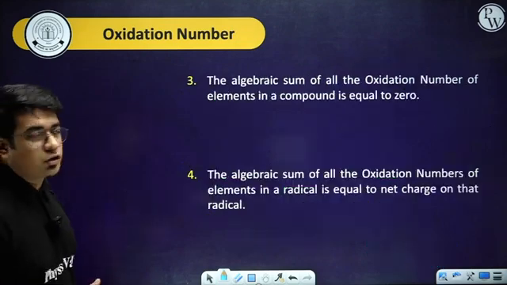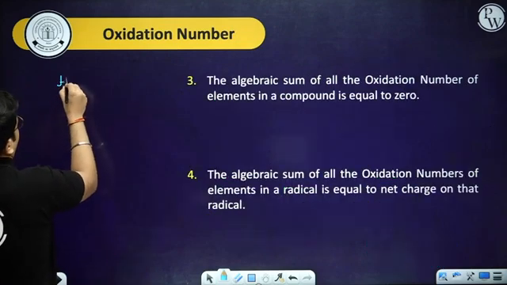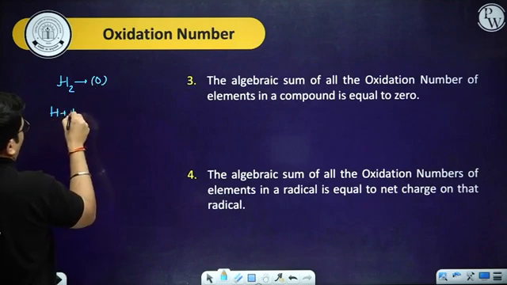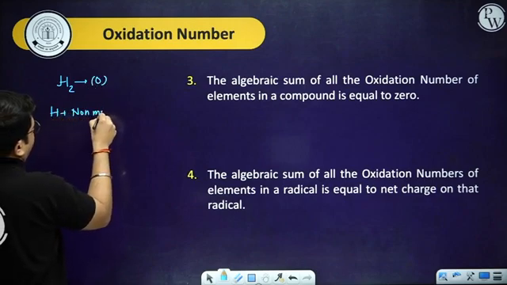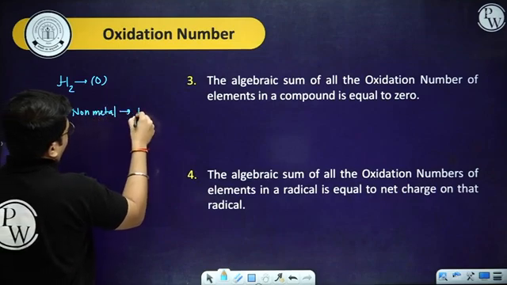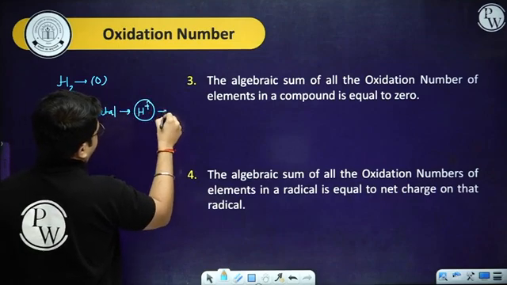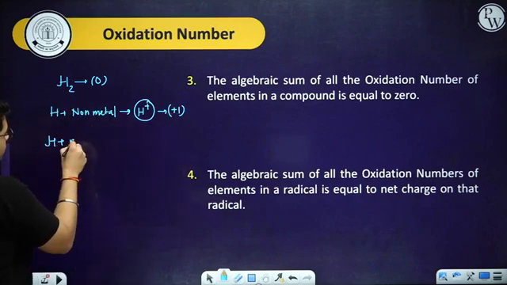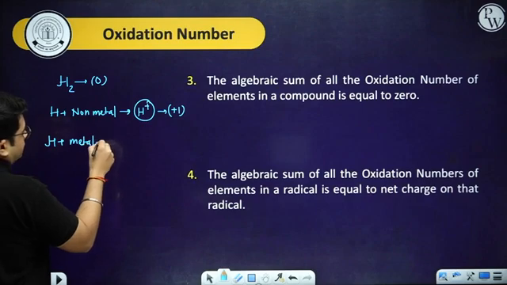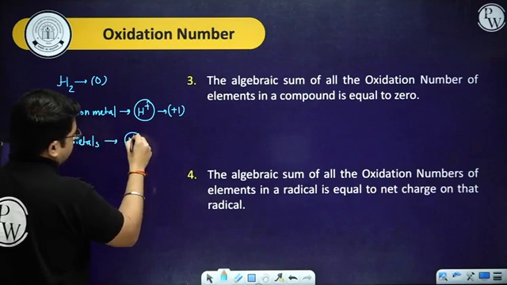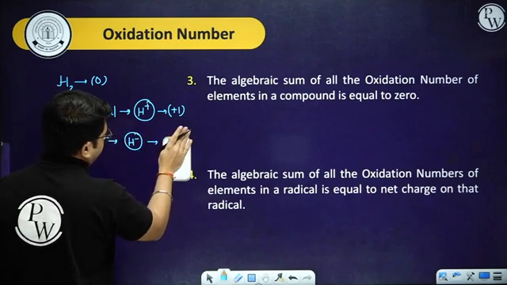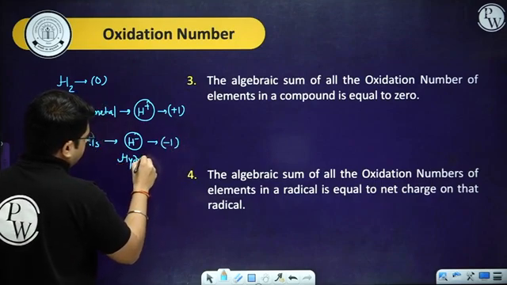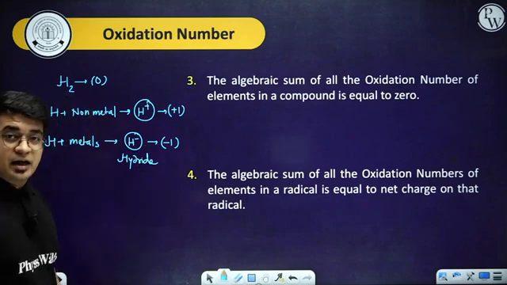In the same way, if I talk about hydrogen, in the native state it is 0. Hydrogen with a non-metal always shows +1. In the case of hydrogen with metals, it always shows -1, which is a hydride. Always remember this with hydrogen.